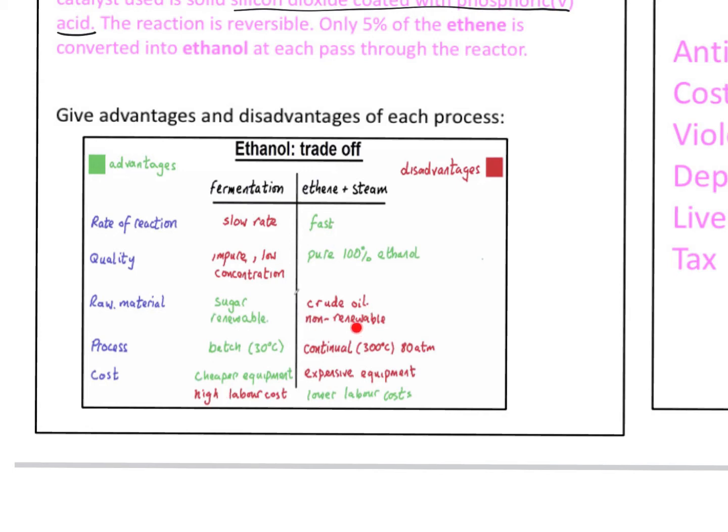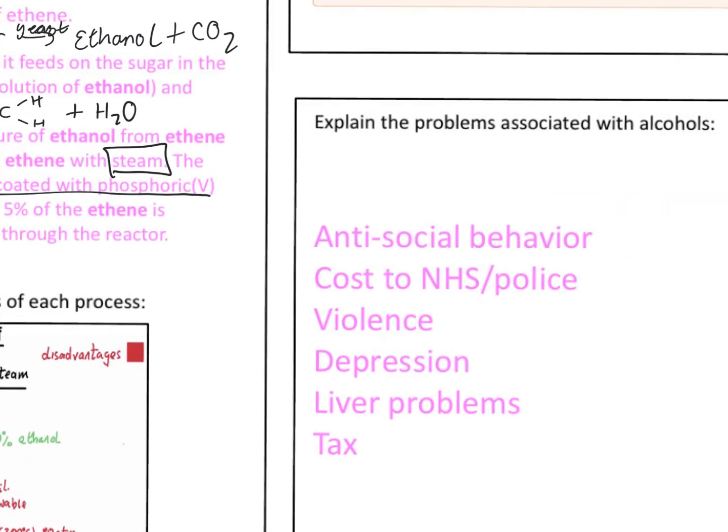For ethene, the raw material is crude oil, so it's non-renewable. It's continual, so you can just keep having it, but it's really high temperatures and quite high pressures. Expensive equipment, but lower labour costs because you can just leave it to get on with it.